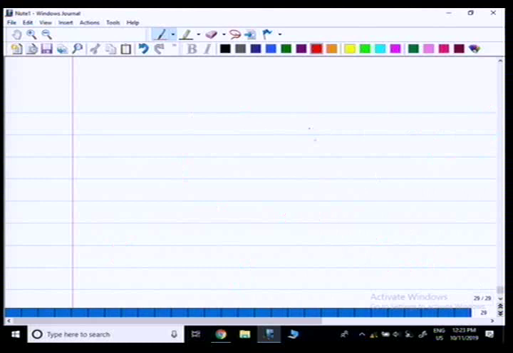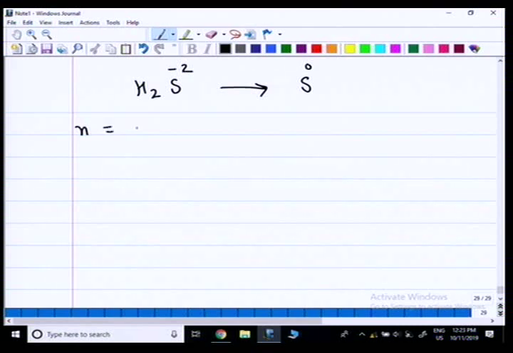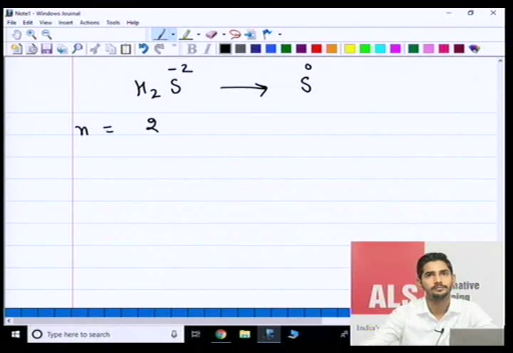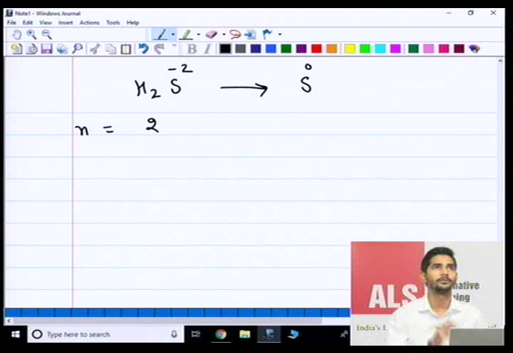Okay, just look at the H2S. Look at this: -2, 0, calculate the n factor. It will be 2. Any doubt? I'm asking, is it clear? The equation which I have written for you.